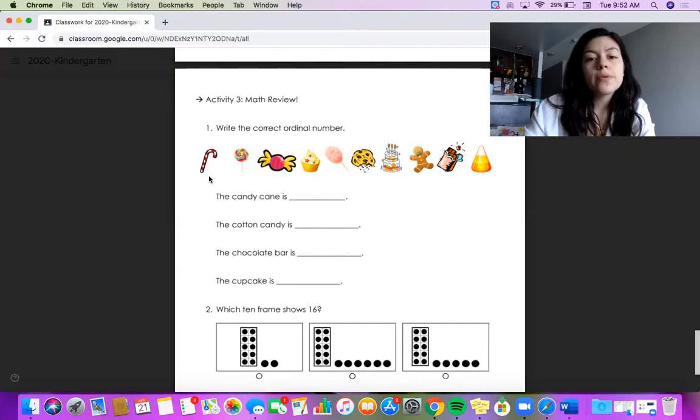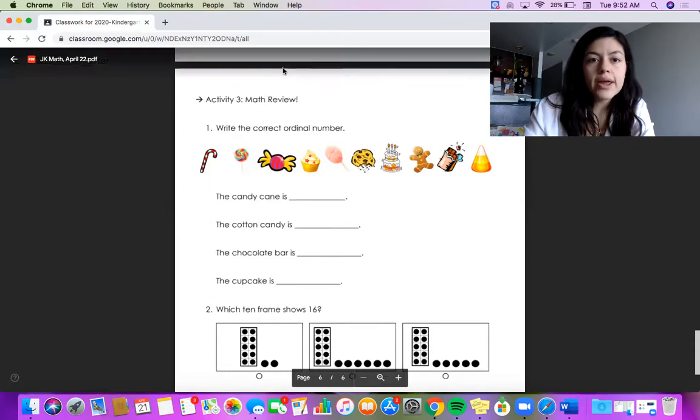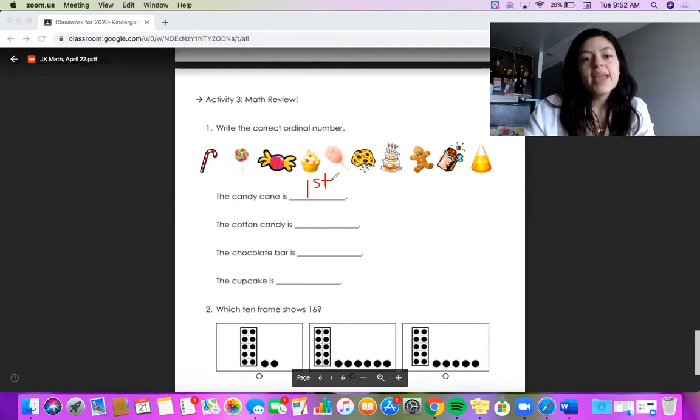Remember, ordinal numbers, you don't say 1, you say first, second, third, 4th, 5th, 6th, 7th, 8th, 9th, 10th. Okay, so the way you would write first is not just a 1, but a 1 with a little ST for first. If you're finding that too challenging, of course, you could just write 1 to show the order.